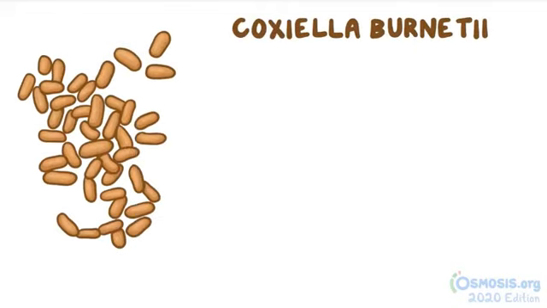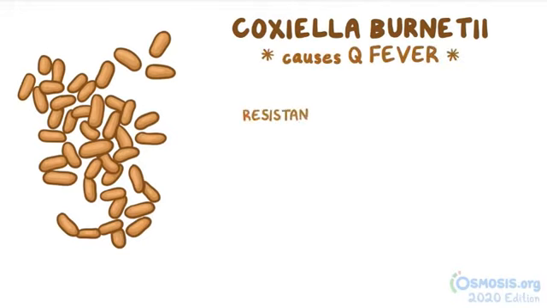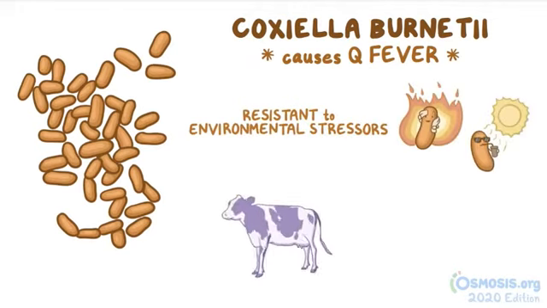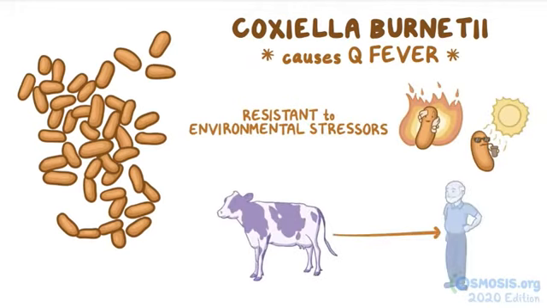Coxiella burnettii is a short, gram-negative rod that causes a disease called Q fever. This bacteria is highly resistant to environmental stressors, including high temperatures and ultraviolet light, and spreads to humans from mammals like cows, so Q fever is considered a zoonotic infection.